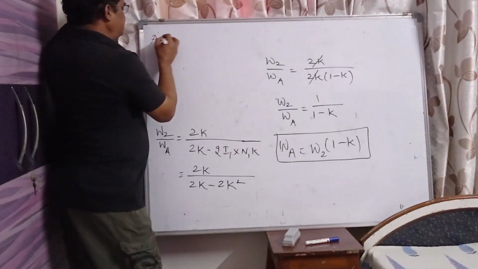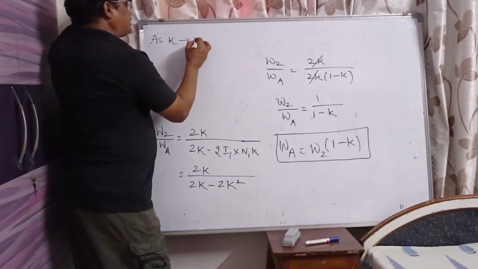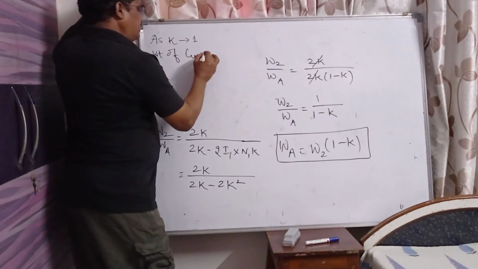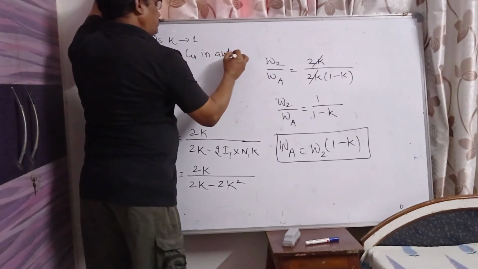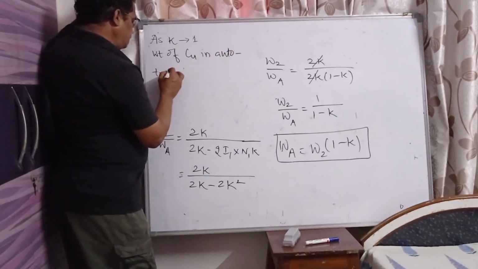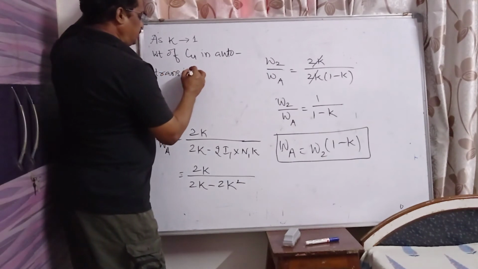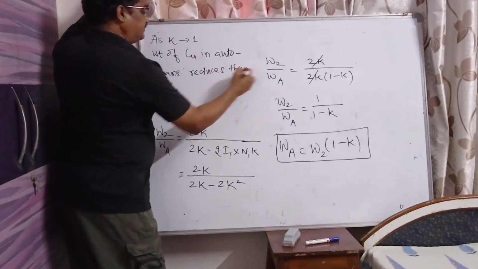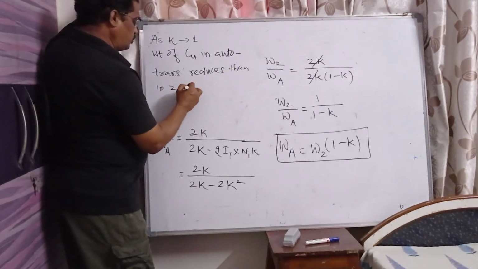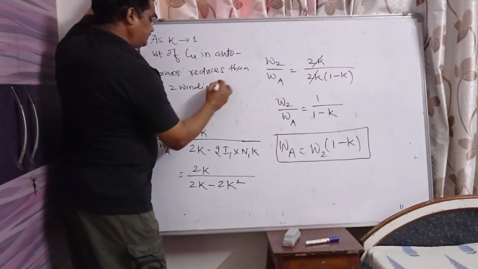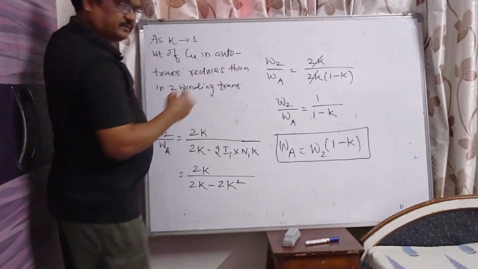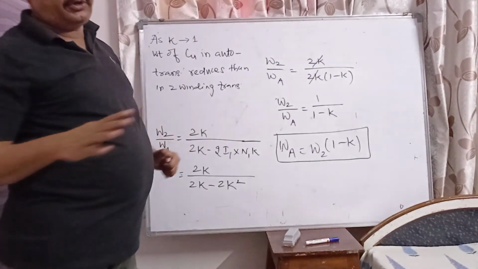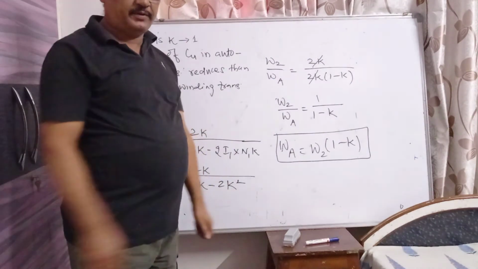So as K approaches unity, weight of copper in auto transformer reduces than in two winding transformer. Weight of copper reduces. Is that clear? This much you have to write, and a short note on auto transformer is asked.